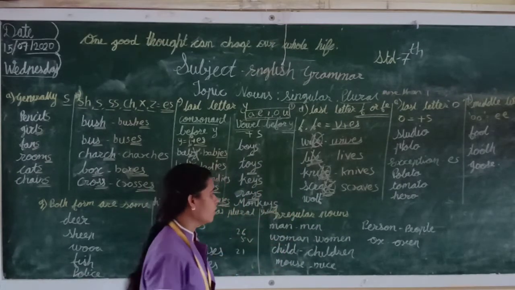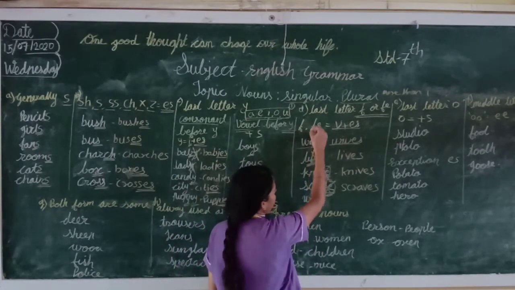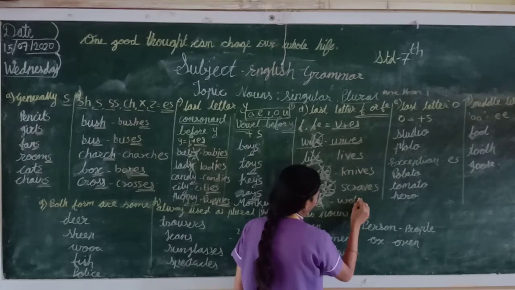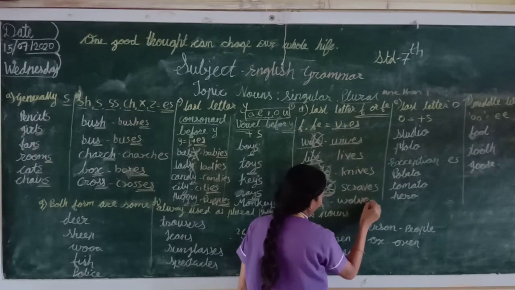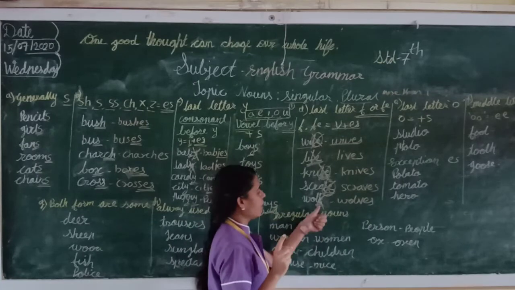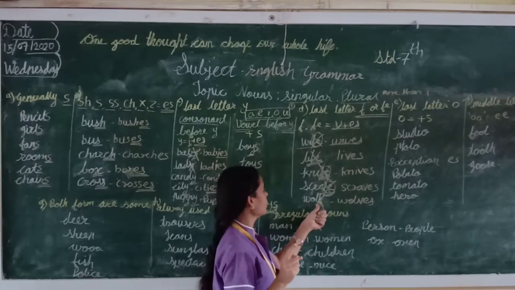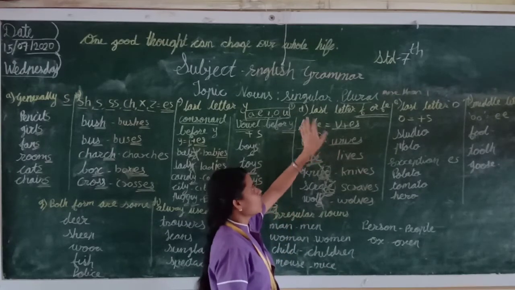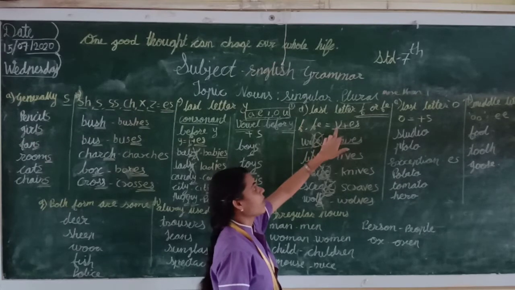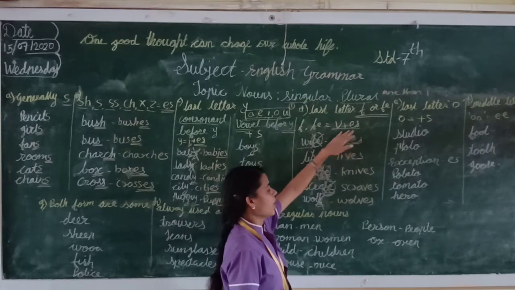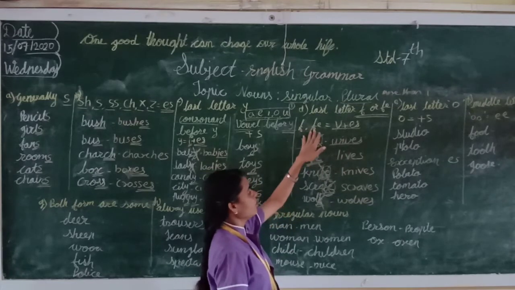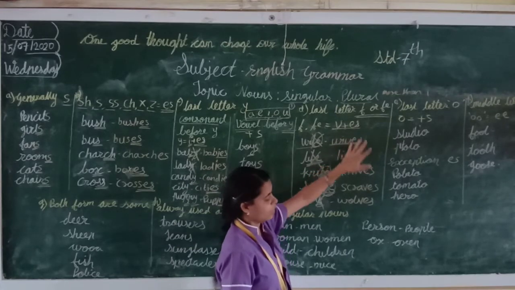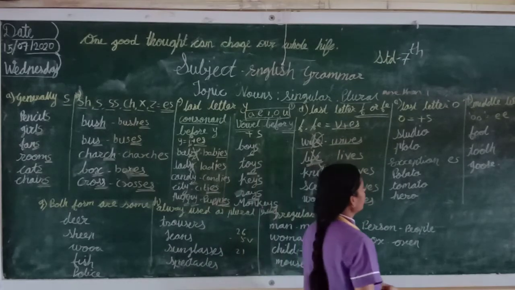It is very easy. Wolf. The last letter is f. So what will we do? Cut f and what will we write there? Wolves. Okay. Here again we will not write f. I hope you understood the fourth rule, students. When the last letter is f, otherwise fe, remove the f or fe and write there ves. Ves we have to join. Okay. F and e we will convert into v and we will join es. Okay, students. Now the next rules.